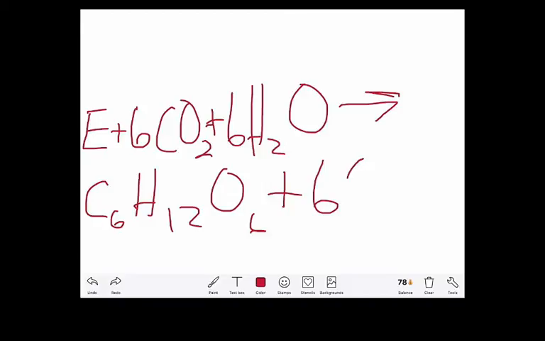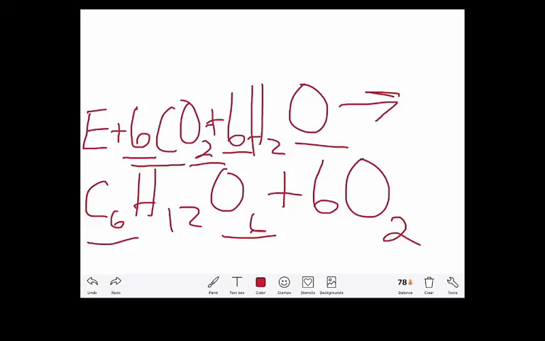and 6 atmospheric oxygens. I'll start with the balancing of the carbons. 6 carbons, 6 carbons. Now I'll look at the balancing of the oxygens. 6 times 2 is 12. 6 more is 18. Here's 6 oxygens. On the other side of the equation, 6 times 2 is 12. Those 12 plus these 6 make 18.